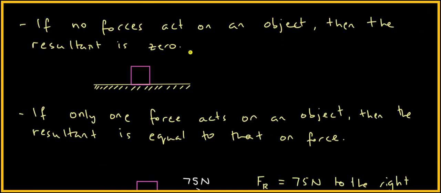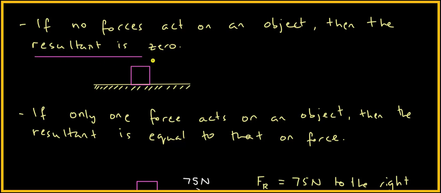If no force is acting on an object, our resultant force is 0. We don't have any applied force acting on these objects, but we do have the normal force and the weight of the object. They're acting there, but they're cancelling each other. Since I don't have a force acting on my object, the resultant force acting on the object is 0.